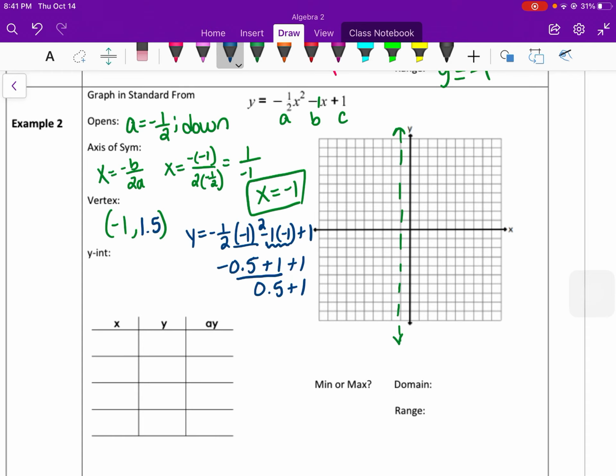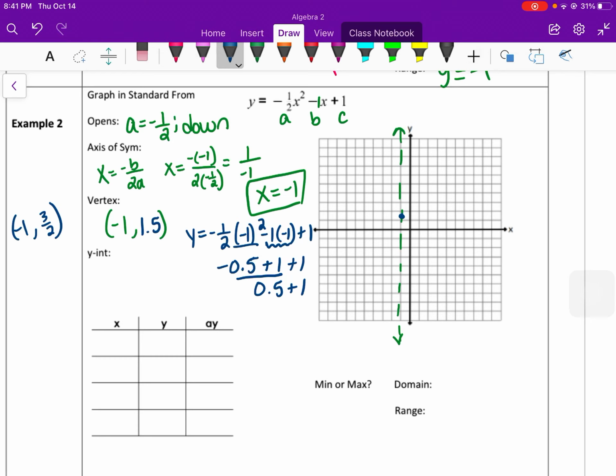So if you're using a calculator, make sure you're plugging that in carefully. So our vertex is at negative 1 and 1.5, or in fraction form, it would be 3/2. Typically with graphing, I use decimals because they're easier to graph. But of course, if your vertex ended up being at like 1/3, it would be more accurate to write 1/3 than it would be to write 0.3.